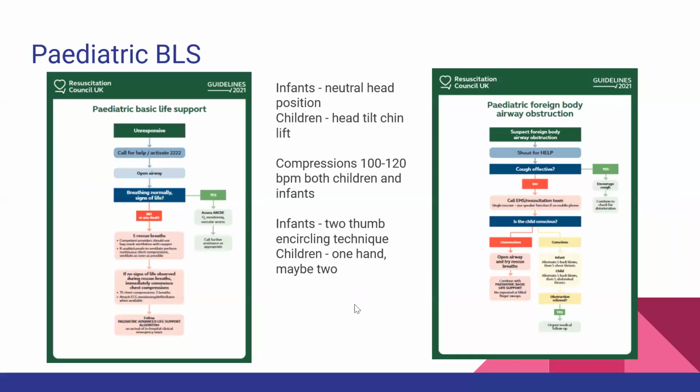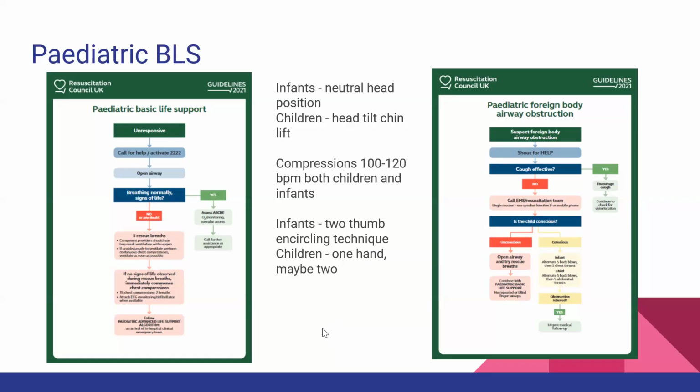Quick note on BLS, some main differences that we need to keep in mind. For infants, neck position: you don't want to do head tilt chin lift because that will cut off the airway again. You want to keep their neck really neutral, sometimes called the sniffing the air position. For children, you can do head tilt chin lift, sometimes to a slightly lesser extent, but you can normally do the same technique. Compression rate is the same as with adults.